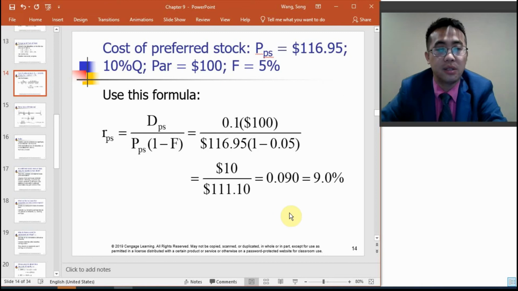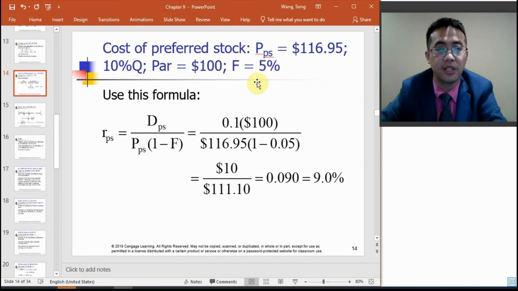All right, and here is one question about preferred stock. Well, preferred stock is pretty simple because the payment is fixed, as we learned in chapter 7. So right here we have a preferred stock. It has a current market price of $116.95, and the coupon payment is made on a quarterly basis. Q stands for quarterly, and the coupon payment is 10% of the par value, which is $100. The flotation cost is 5%.